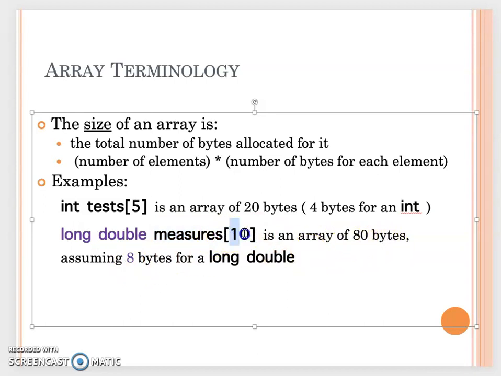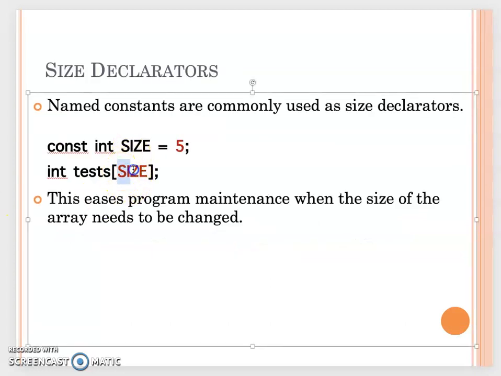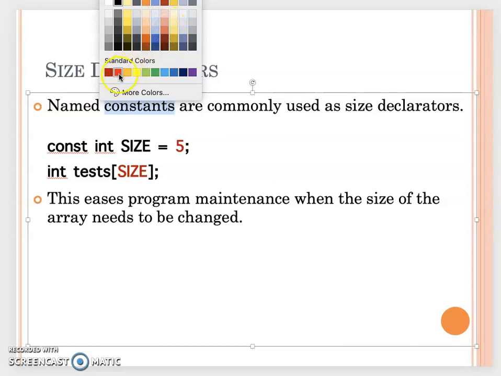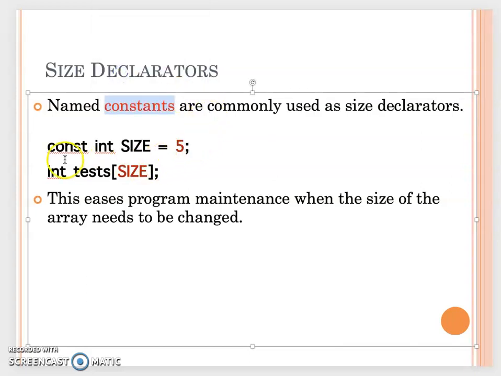One thing for the size we use in the square brackets: it can be 5 or 10, which we call an immediate value, like a constant number. If you want to use a variable, you see here, that's int test size. If in the square brackets you want to specify a variable, that variable can only be a constant number. So be very careful. If we want to use a variable to declare an array, that variable has to be a constant number. So what is a constant number? A constant number is a variable that has const before it.